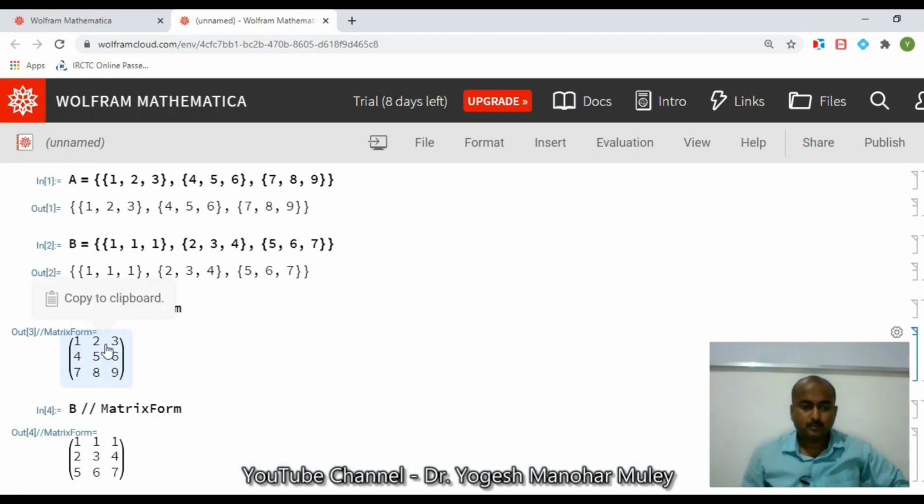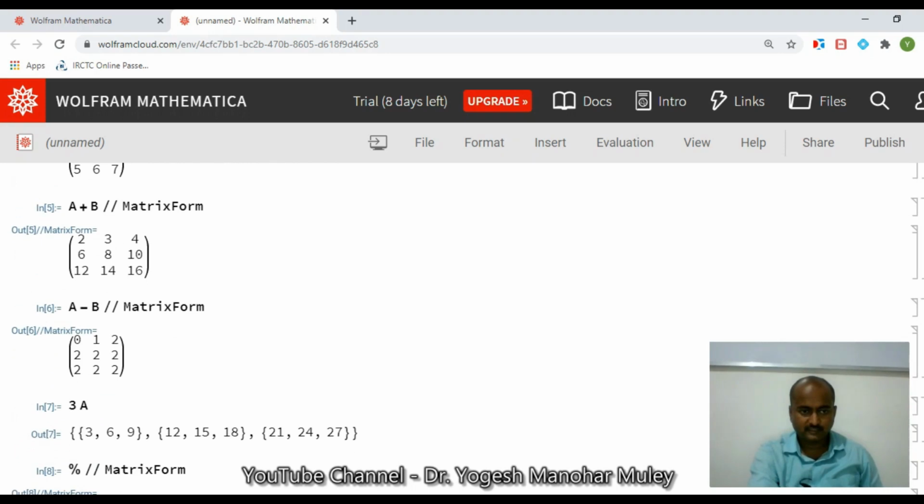So with the help of this we can find out commutative properties as well as associative properties. So a lot of things we can compute in matrices.